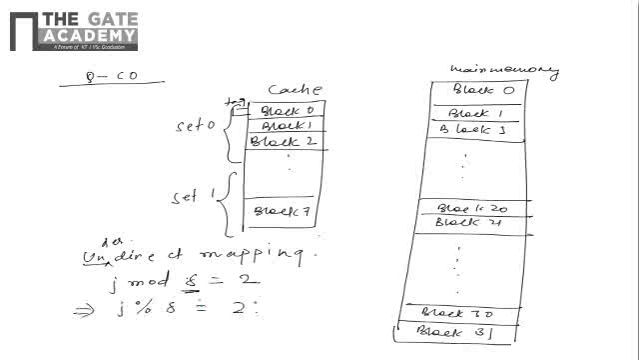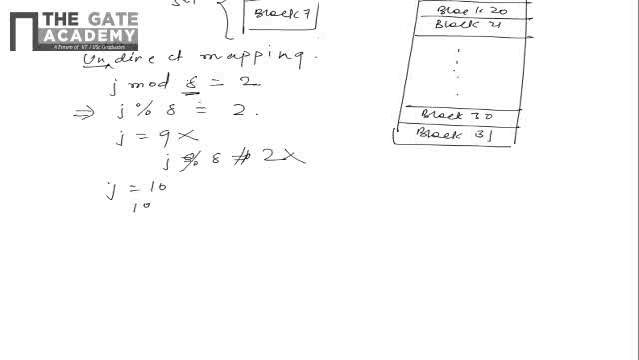So check with the options. If J equals 9, 9 modulus 8 will not be equal to 2, right? So this will be the wrong option. J cannot be 9. J will be 10, because 10 modulus 8 is 2. This is correct. So the first answer will be 10. Among A, B, C and D, B and D are already excluded, so our answer will be among A and C. So the first part is over.